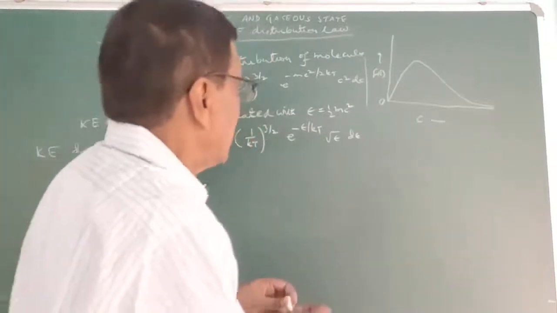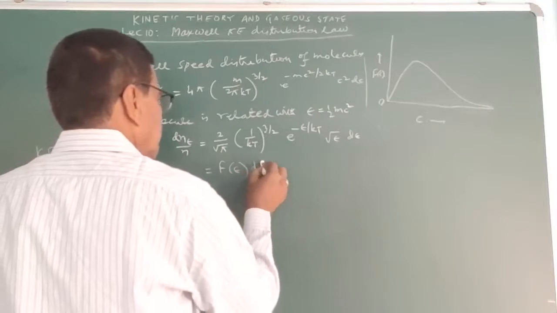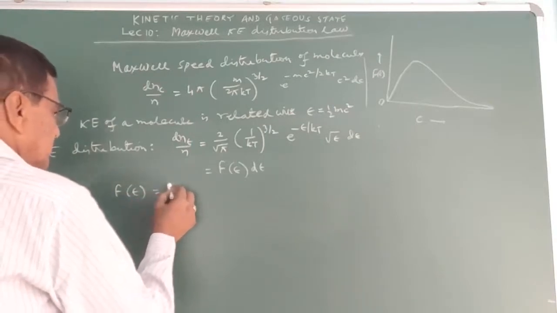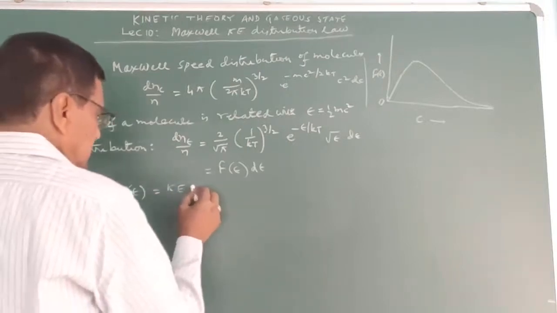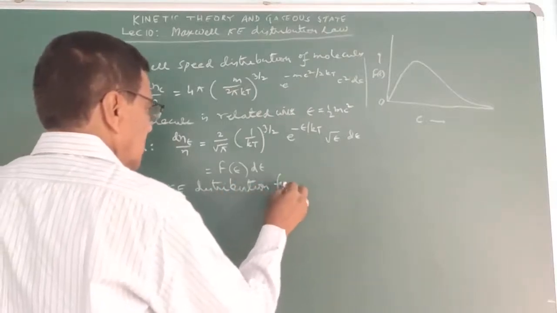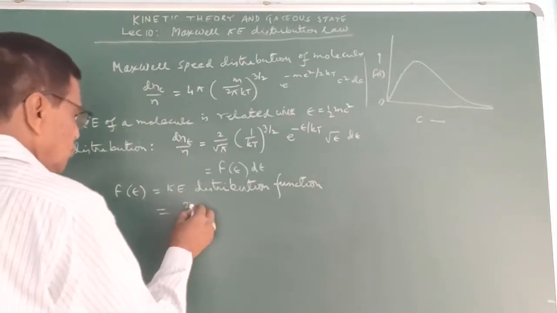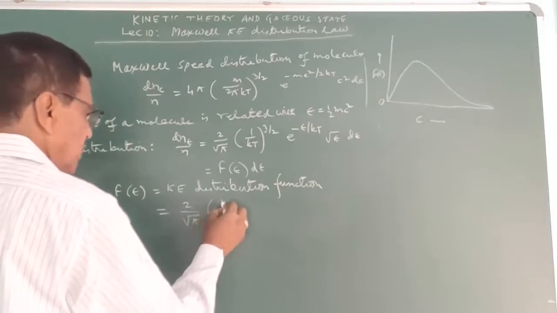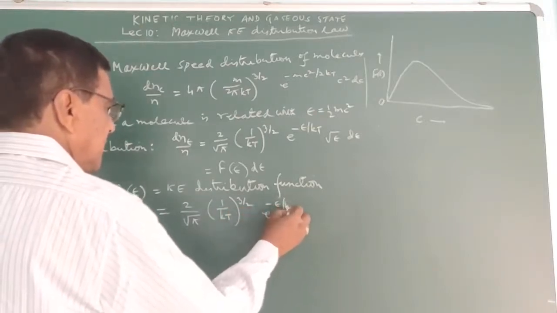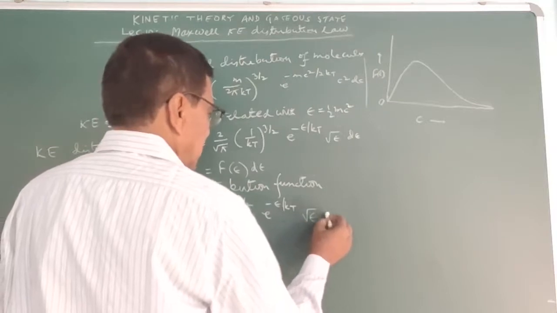If we draw this curve, you can write F(epsilon) dε, and this F(epsilon) you can call the kinetic energy distribution function, and this is equal to 2/√π × (1/kT)^(3/2) × e^(−epsilon/kT) × √epsilon dε.